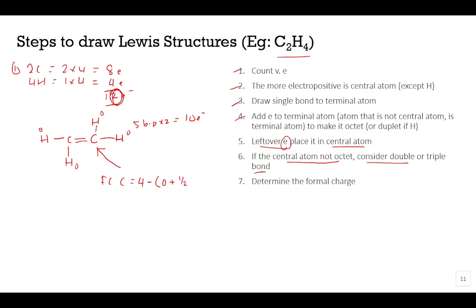So bonding pairs: 1, 2, 3, 4. 4 times 2 is 8 electrons. So this one is 4 minus 4, so 0. So this structure is stable because it is 0. And this carbon is also identical with this one, so also 0. Every formal charge for this one is 0. So we have done everything to draw the Lewis structure.